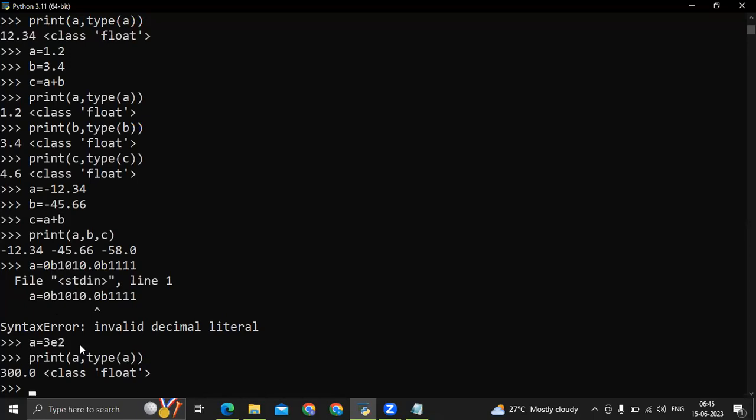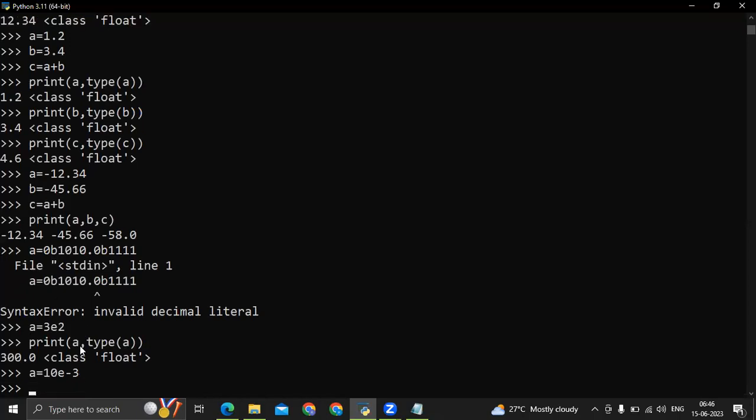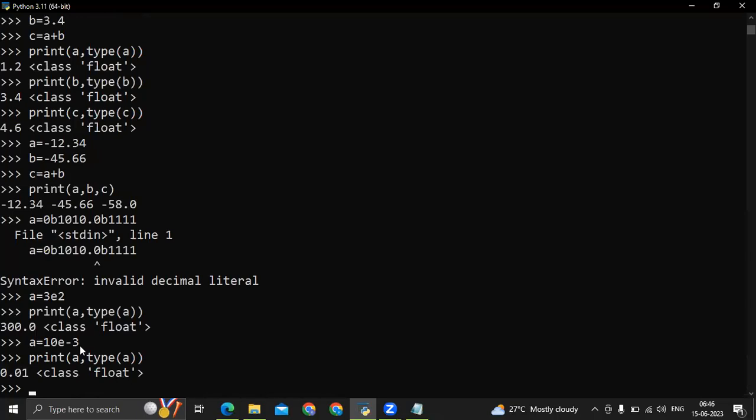Now, if I write A is equal to 10E, students, now please see this, 10E with -3. What will happen in this case? In this case, the point will come before the value. See, we have 0.01. Is this clear, students? The student who had the question about scientific notation, is this clear to you?